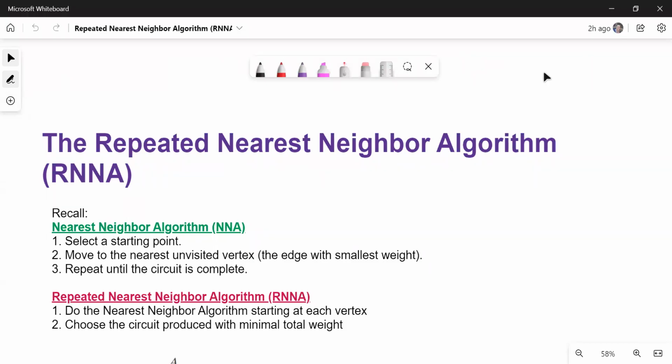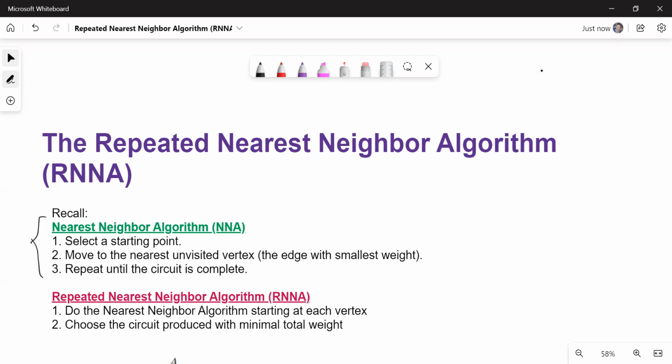In this video, we will look at the repeated nearest neighbor algorithm, RNNA. So we've already looked at the nearest neighbor algorithm. You might recall that from the previous video where we pick a starting spot. We choose the next place by what's the cheapest without repeating until we're done with the circuit.